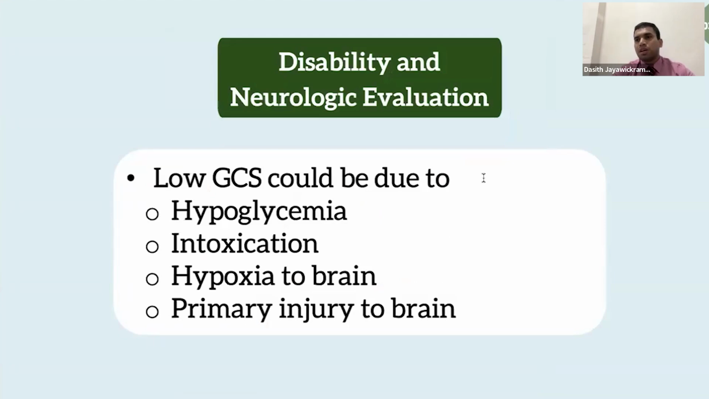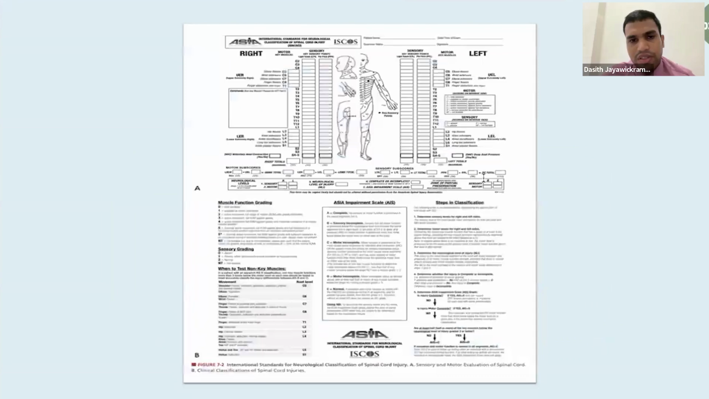Intoxication. The patient might be under the influence of either a substance or alcohol. Hypoxia to the brain. There's hypovolemia and low blood perfusion to the brain, and the patient is hypoxic. As I said earlier, a class 4 hemorrhage will have confusion, lethargy. So that is a feature of hypoxia to the brain. And primary injury to the brain, if associated, then yes, it can also cause low GCS.